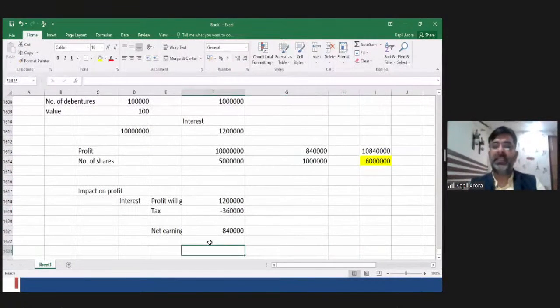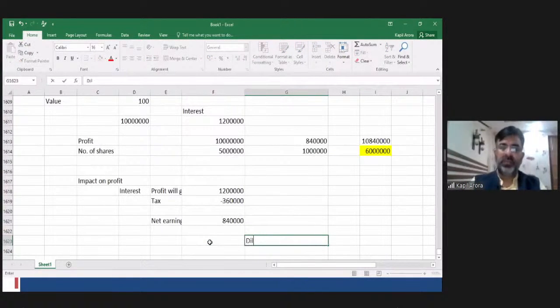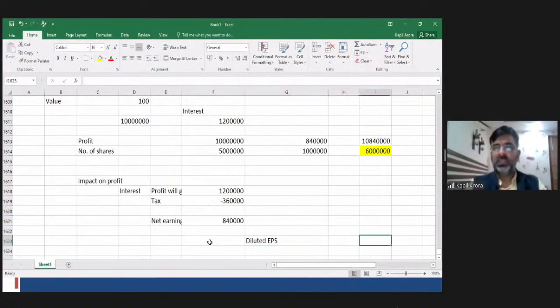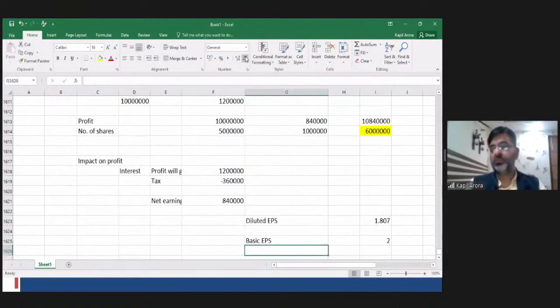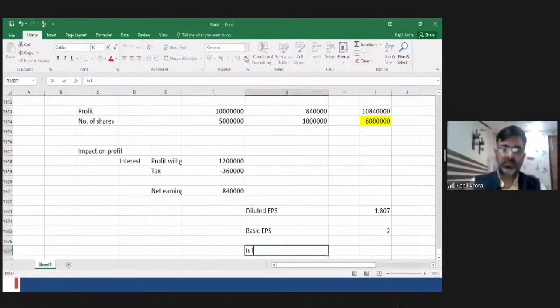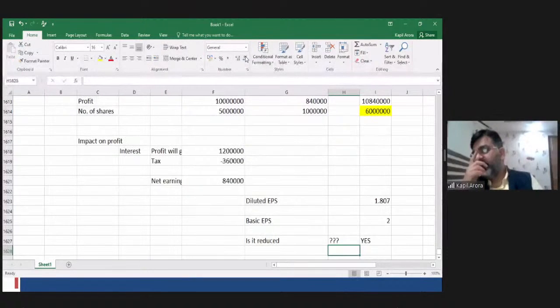Now, will it impact the EPS? The EPS now would be this divided by this, 1.80. What was my basic EPS? My basic EPS was 2. Is it reduced? Yes. So this will be treated as diluted EPS.